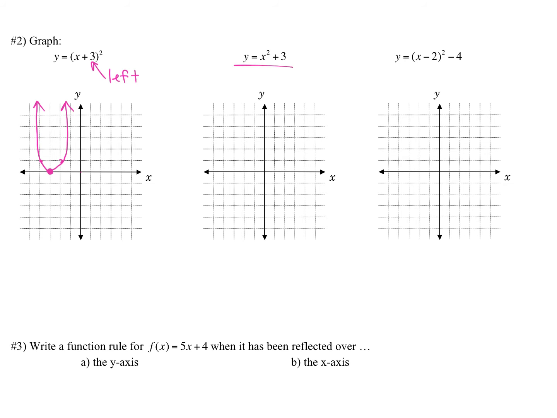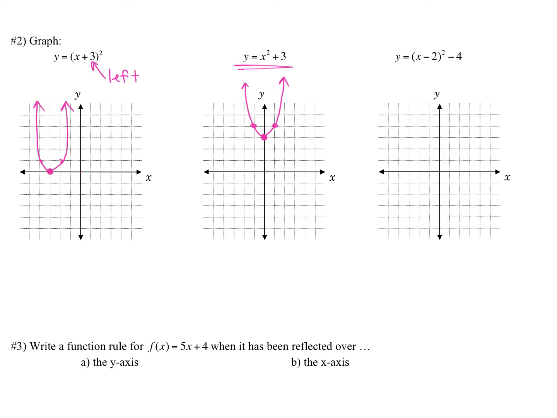Okay. Where are you moving for this second one? Up, down, left, or right? Up 3. When it's outside of the parentheses, right? There's no parentheses here. When it's away from that squared, it's up or down. So up 3 is going to put us here. And it's that U-shaped curve. Don't make it a V. Make it a U.